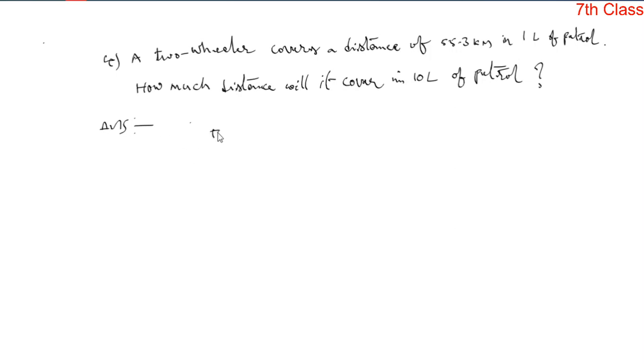By using 1 liter of petrol, that vehicle covers a distance of 55.3 kilometers. By using 1 liter of petrol, a vehicle covers, so you need not write all these things. So by using 1 liter of petrol, 55.3 kilometers of distance.